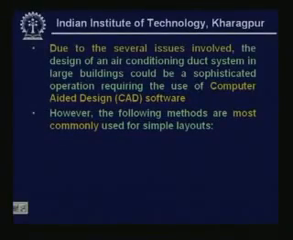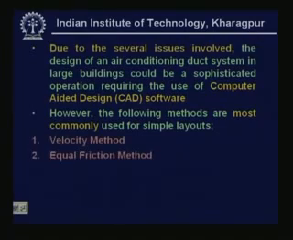Okay. However, in this lecture we shall discuss some simpler methods which are normally used for simple layouts. What are these simpler methods? First method is known as velocity method. Second one is known as equal friction method. Third one is known as static regain method. Okay. So I shall discuss only these methods in this lecture.